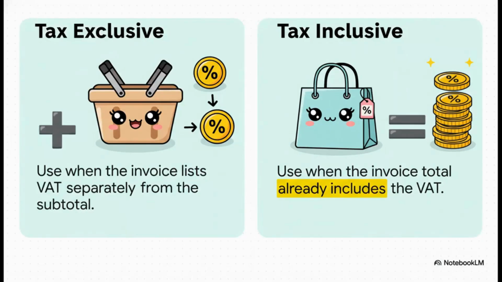This one is simple. Just look at the invoice from your supplier. Do they show a subtotal and then add VAT on a separate line? Well, that's tax exclusive. Or is the VAT already baked into the final prices they've listed? That's tax inclusive. Picking the right one here is so important for making sure your VAT reporting is accurate and saves you a ton of headaches later on.